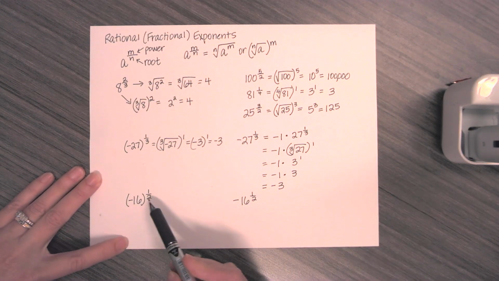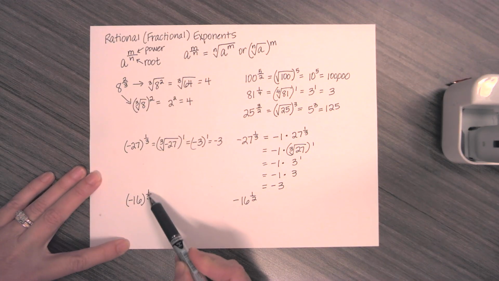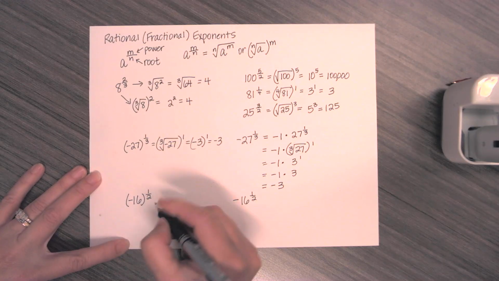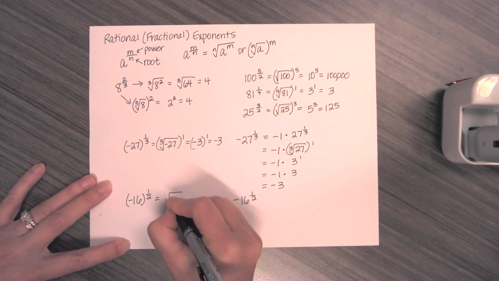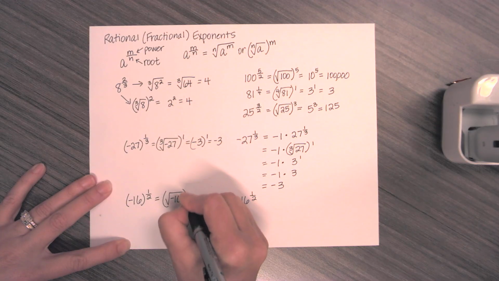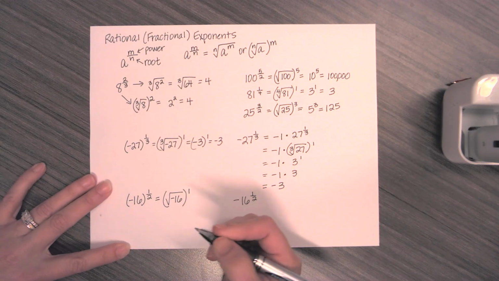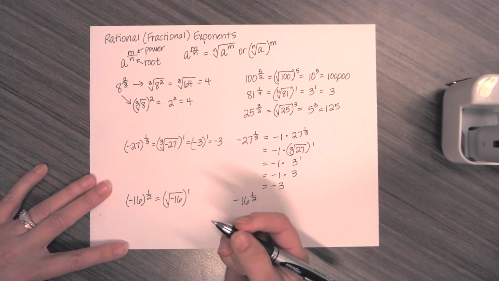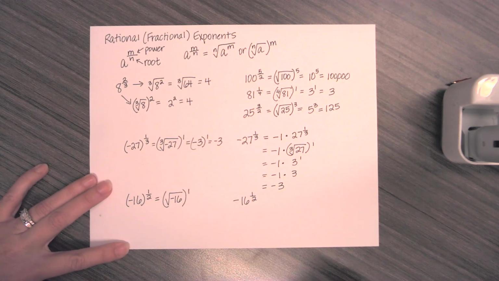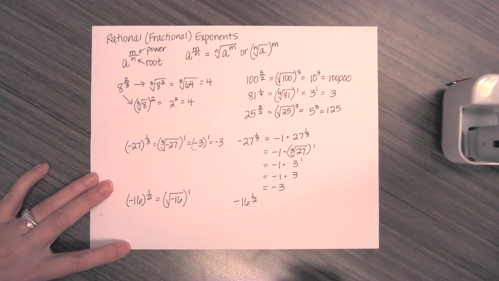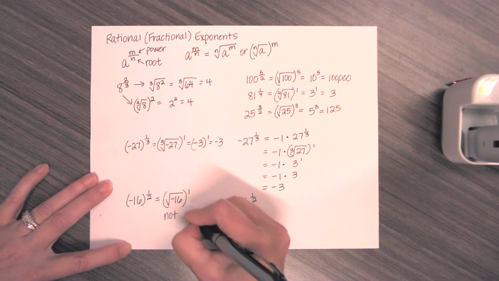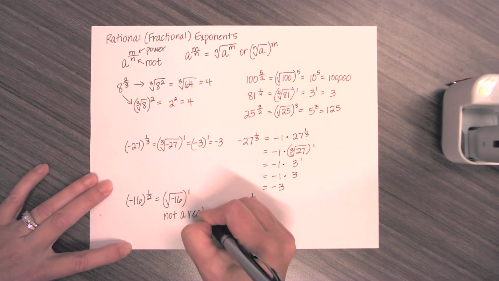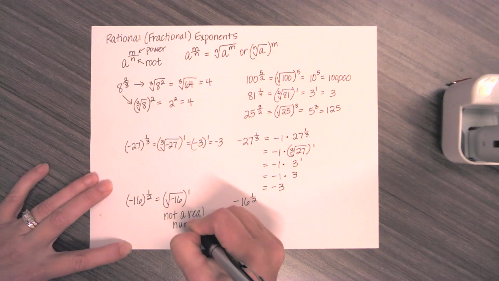All right, here again, this whole thing is being raised to this power. So we keep the negative with the 16. We're going to do the square root of negative 16 to the first power. Well, right there, we get stopped in our tracks because we can't take the square root of a negative number and get a real number answer. So we can't work this any further. And for right now, we're just going to say not a real number.